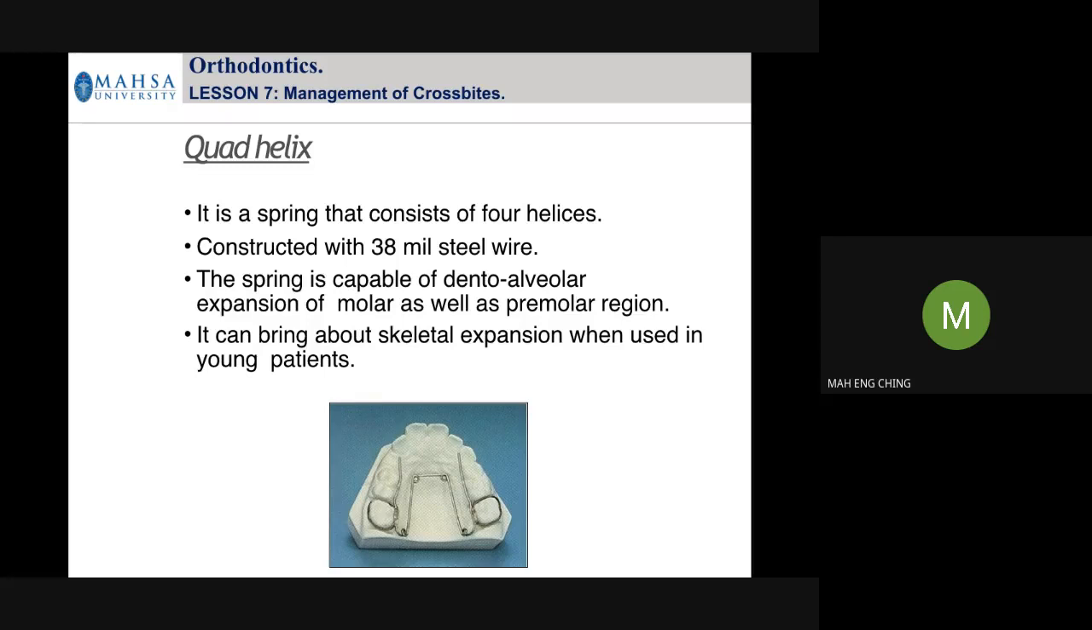So this is more flexible because there are 4 loops. You can expand anterior and posterior differently. They can bring about skeletal expansion when used in young patients. So in a young patient, before the suture fuses, you can use this expander to do some true skeletal expansion, provided you can split the sutures.